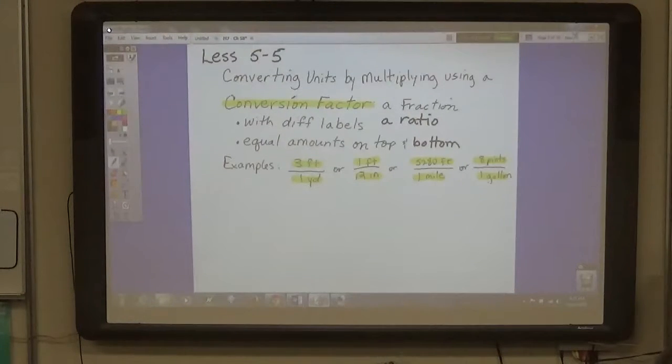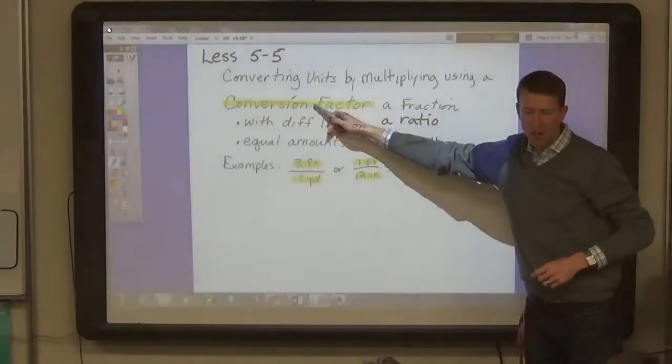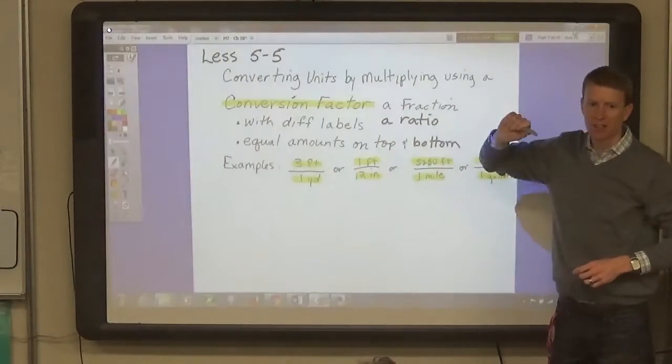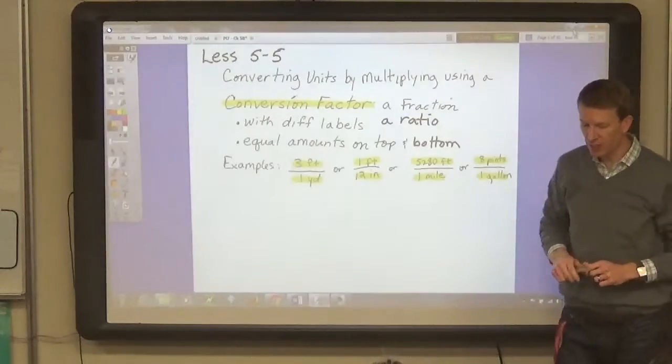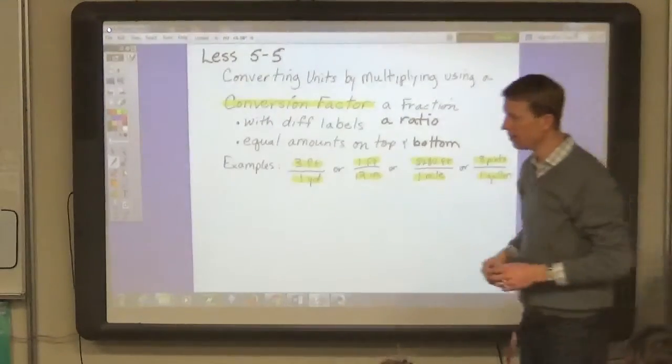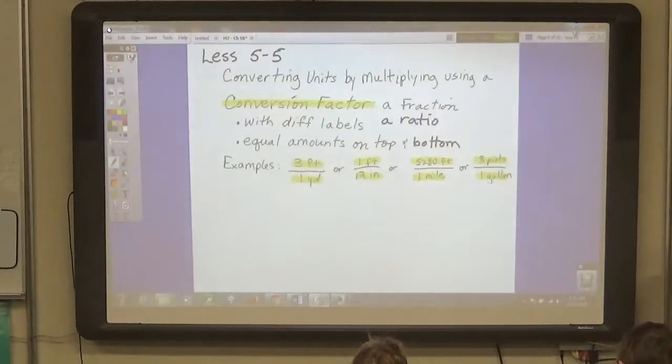Okay, so what we're going to work on is converting these units today. And so what we're going to work with is a number that you use to convert it. That's called a conversion factor. Now, open up your books to lesson 5.5. And you have a list of conversion factors there. You also have them in your planners you can look at.